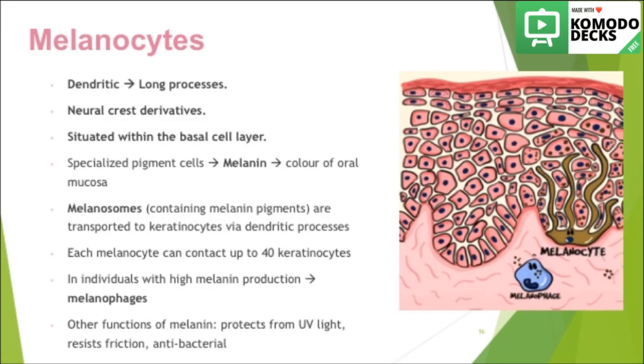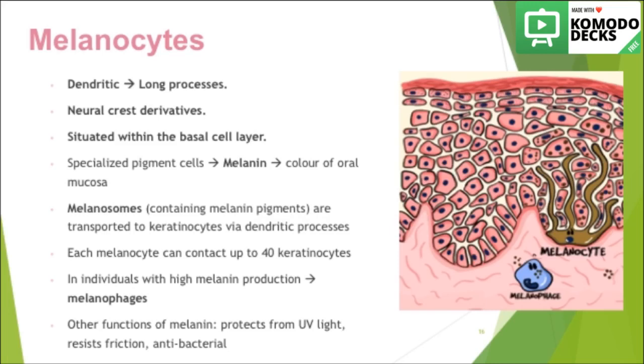Firstly, talking about the melanocytes, they are dendritic cells, which means they have long processes. They are derivatives of the neural crest. They are situated in the basal cell layer, as you see. They are specialized pigment cells which produce melanin pigment, contributing to the color of the oral mucosa.